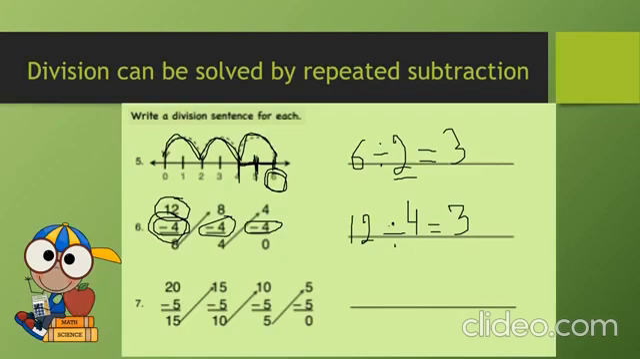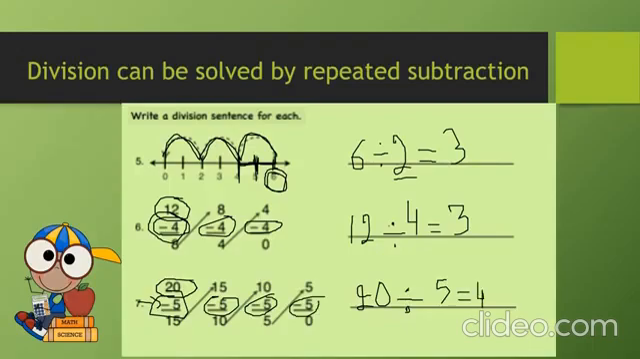20 minus 5. So take 20. Let's start with 20, since 20 is the greatest number, divided by 5, since here we have 5. So I subtracted 5, 1, 2, 3, 4 times. So 20 divided by 5 equals 4.